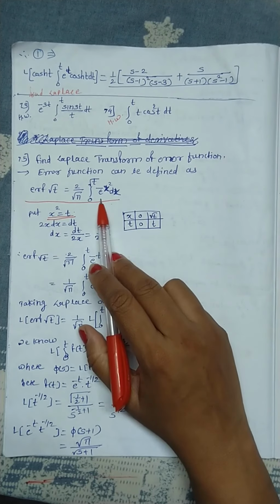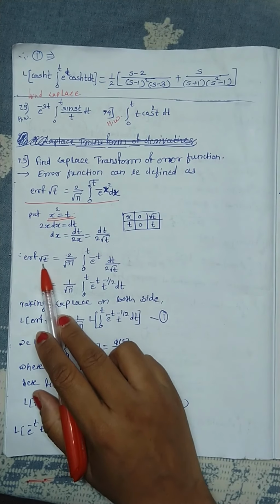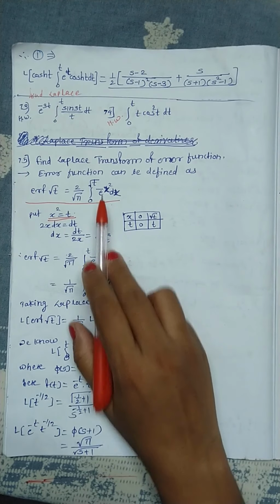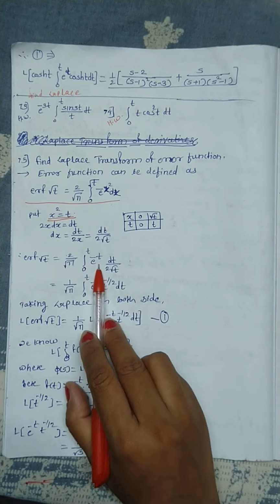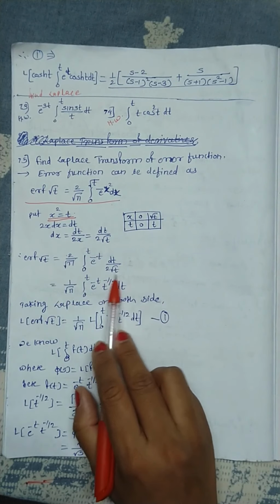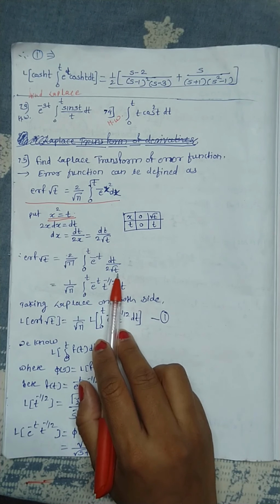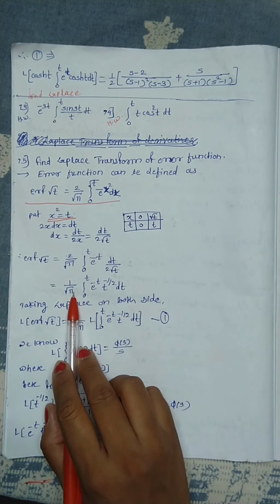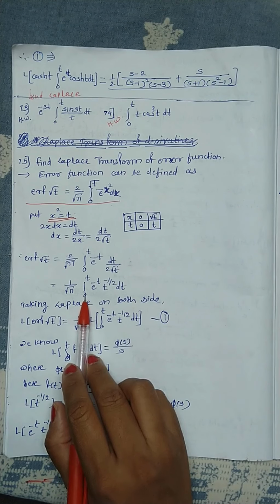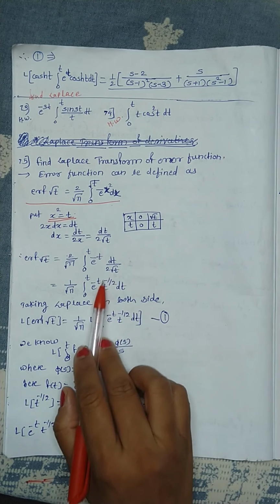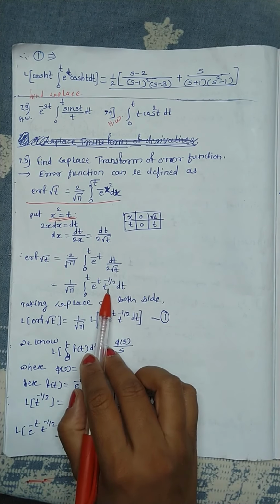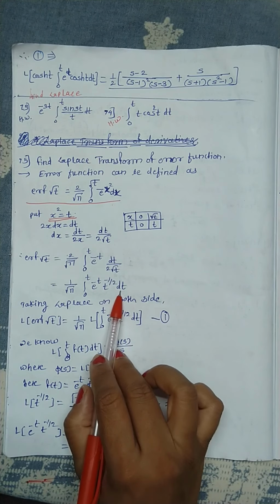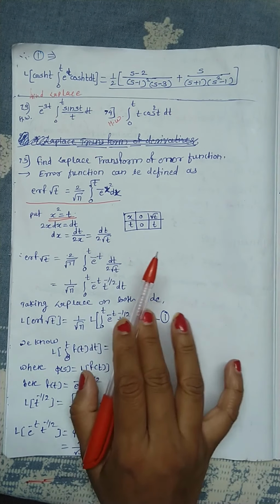Now put all these values in our definition. We get error function of root t equal to 2 upon root pi, lower limit 0, upper limit t, e raised to minus t, as x square becomes t, and dx becomes dt upon 2 root t. Now take the constant outside, the 2 gets cancelled, 1 upon root pi as it is, integration 0 to t, e raised to minus t, and take t into the numerator: t raised to minus half dt. This is the most simplified form.